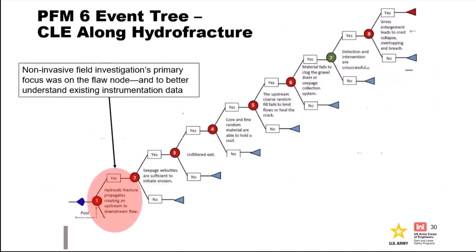So this is our event tree. Our failure mode that we were looking at, failure mode 6, was concentrated leak erosion along a hydraulic fracture. As you can see, the first node is for the flaw. And what we needed for our flaw is an upstream to downstream hydraulic fracture that would connect to the reservoir upstream and then go towards our gravel drain, which by the way was not filter compatible. So we had an unfiltered exit into our gravel drain, which was also worrisome. So the flaw node was our primary focus for the non-invasive field investigation, and it was also scoped to gain a better understanding of the project instrumentation.